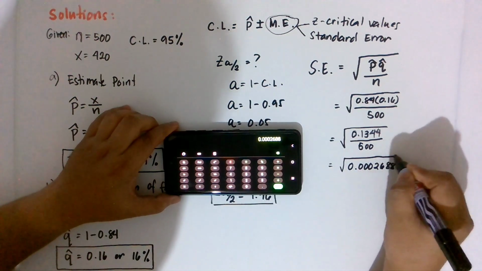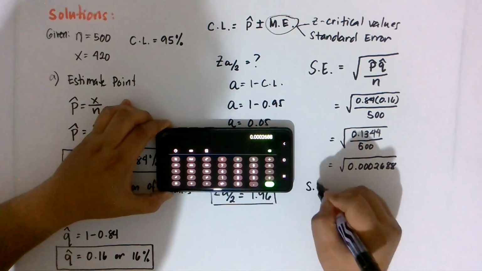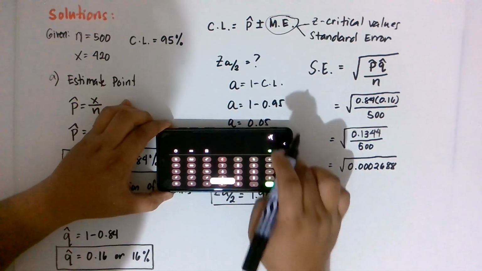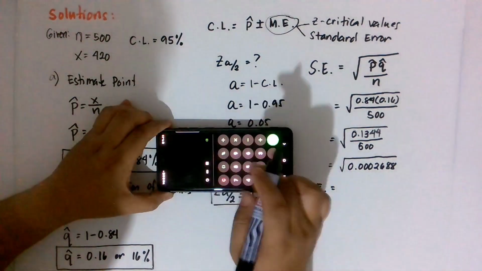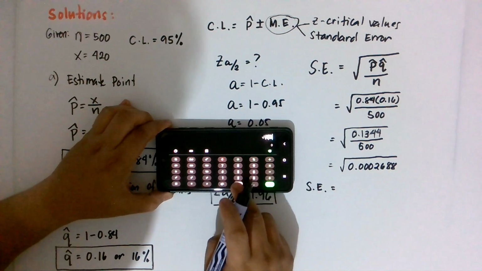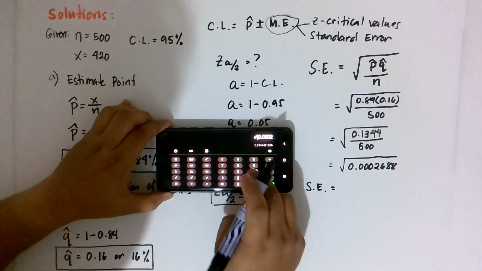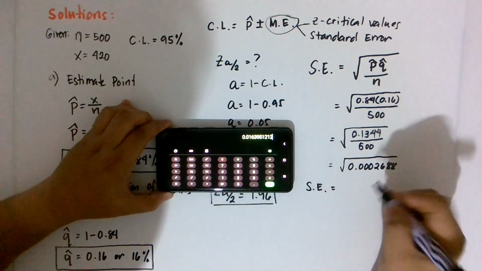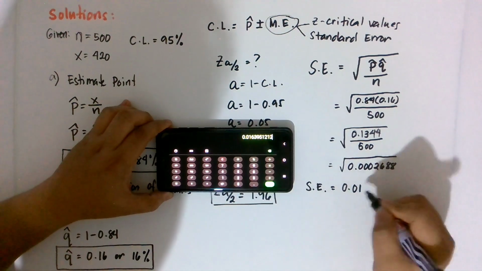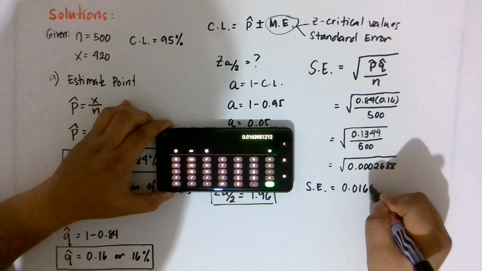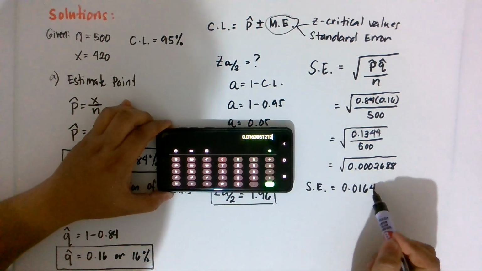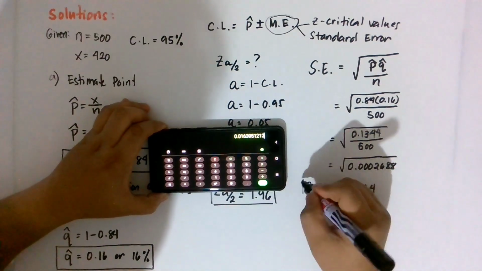Tapos, square root na natin sila para makuha natin yung standard error. Okay, so square root of 0.0002688. Okay, so the standard error is 0.01639. So, gawin na natin 4. Okay, i-round up na natin yung 4th digit. So, now we have already the standard error.